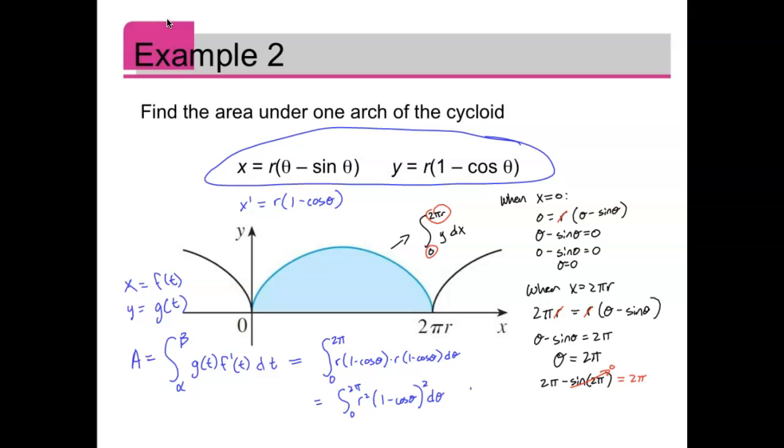And I have run out of space. So let me do this. All right, so integral 0 to 2 pi. Pulling the r squared out front, and we have 1 minus cosine theta quantity squared d theta. All right, we're going to FOIL that out, 0 to 2 pi. It's going to be 1 minus 2 cosine theta plus cosine squared theta d theta.